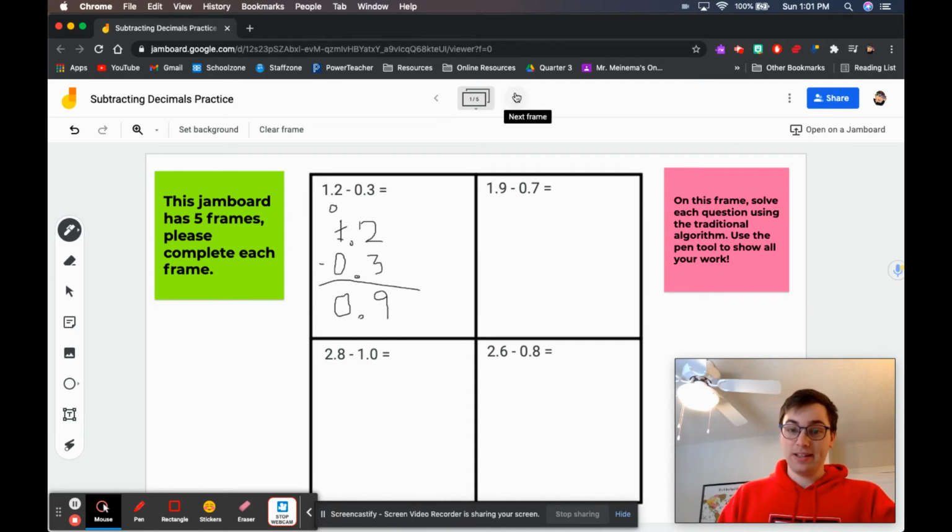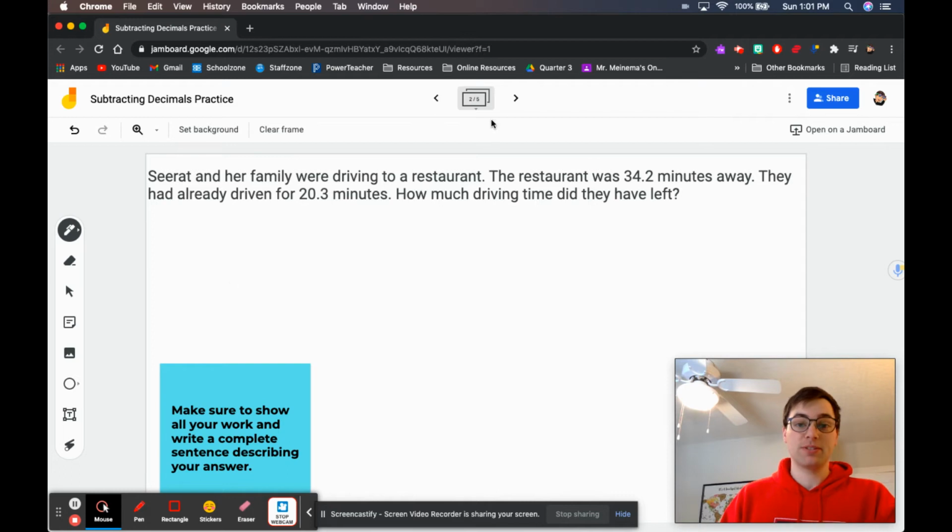The trick is when you get to these word problems. When you get to a word problem, it's important to make sure that you understand what is being subtracted or added together. And in these questions, they are going to be all subtraction. It says, Sarat and her family were driving to a restaurant. The restaurant was 34.2 or 34 2/10 minutes away. They had already driven for 20 3/10 minutes. So how much driving time did they have left?